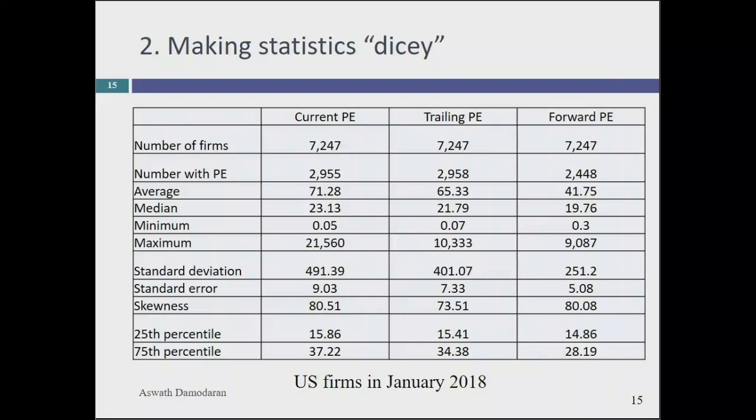Bias. Let's keep going. As I go from current PE to trailing PE to forward PE, notice that I lose another 500 companies. 2,958 goes to 2,448. How come? Because I need forward earnings, right? There's no way I'm sitting there projecting earnings for 7,000. So guess what I look for? I look for analyst projected earnings, and if there is no analyst projected earnings, I say I can't do it. I've lost 500 companies which are not followed by analysts.